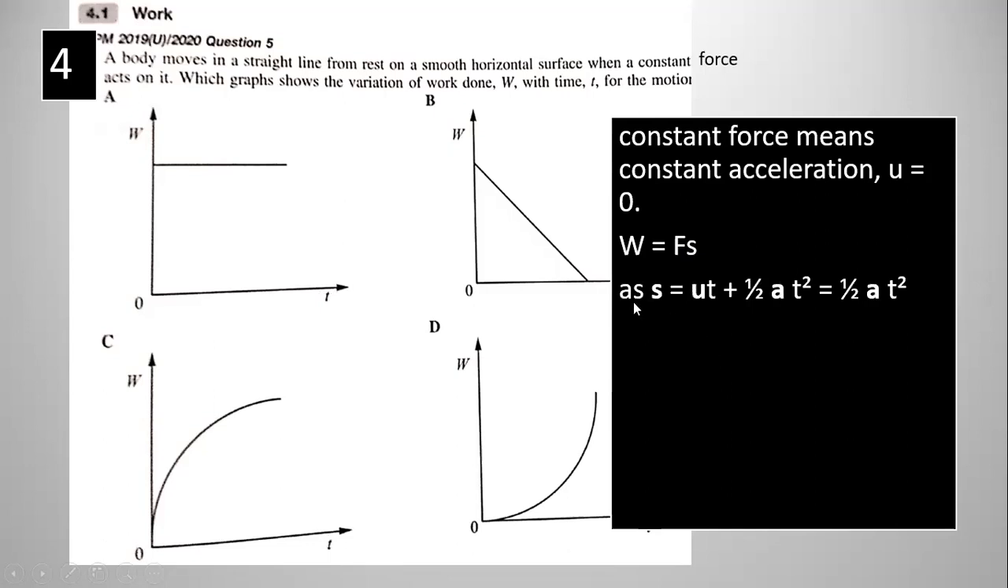So we have to replace this S with time. We consider the motion. S equals ut plus half at squared. u is 0, so it's half at squared. Replace that S with half at squared, and we get F times half at squared. All of these are constant, so it's in the shape of a parabola. This one is the parabola. It should go slightly there.